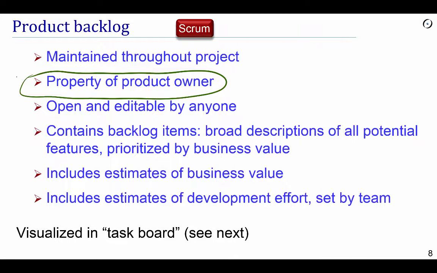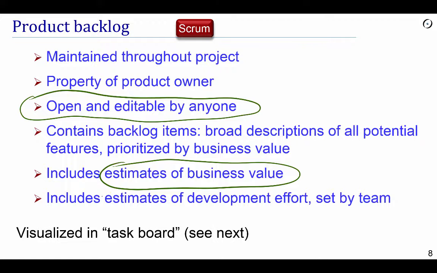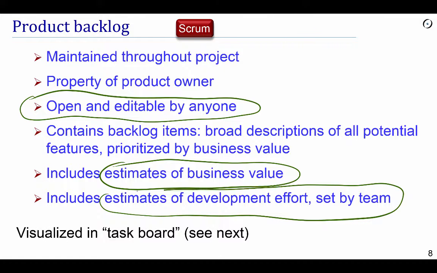And indeed, the product backlog is a property of the product owner, who, as you remember, is in Scrum the person responsible for defining functionality for customers. It is, on the other hand, open and editable by anyone in the open tradition of Agile projects. It includes estimates of business value, but it also includes for every element an estimate of the development effort.